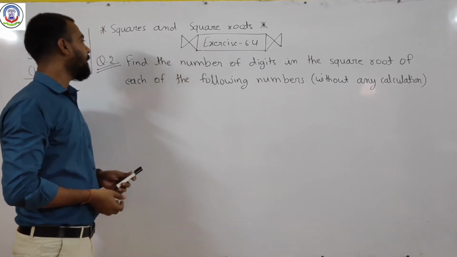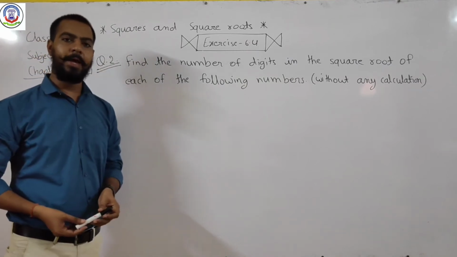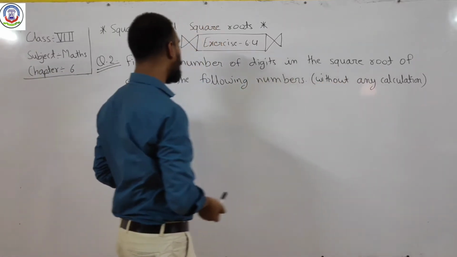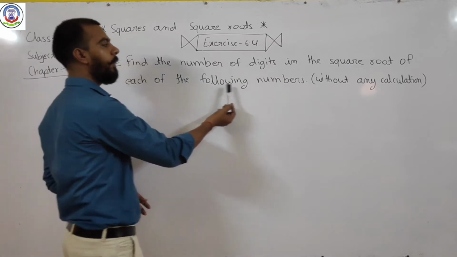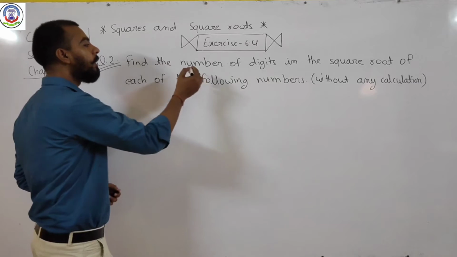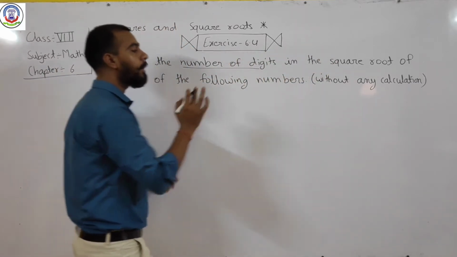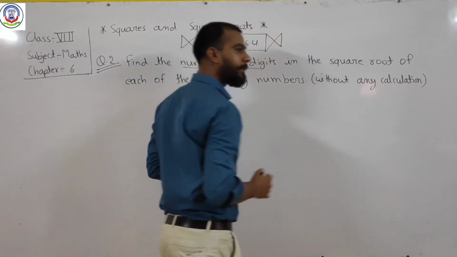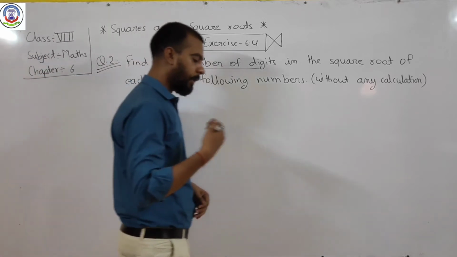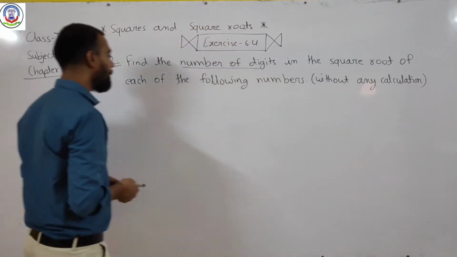Okay students, let's see our next question, that is question number 2. In this question it is given: find the number of digits in the square root of each of the following numbers. Means we have been given some numbers and we have to find the number of digits of the square root of those numbers, but without any calculation. You do not have to do any type of calculation here. That means we don't need to find the square root of those numbers. We have to tell directly.